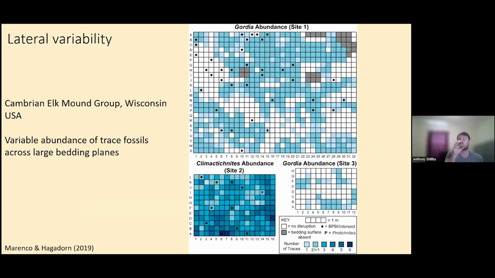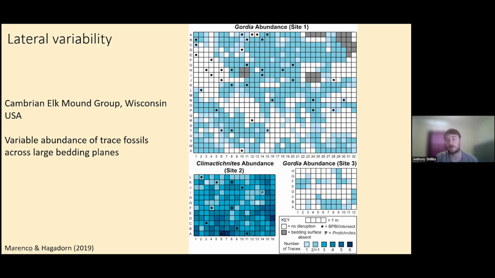And the final example, a study by Ameriga and Hagedorn looking at the Elk Mountain group in Wyoming in the USA, where you get some really large bedding surfaces, gives you a great idea of just how variable things are. So this plot essentially shows the variable abundance of either Gordia or Cruziana, depending on which site, across these large bedding surfaces. And because you've got a large bedding surface, you can see this variability. You see areas where they are highly abundant and areas where they're absent.